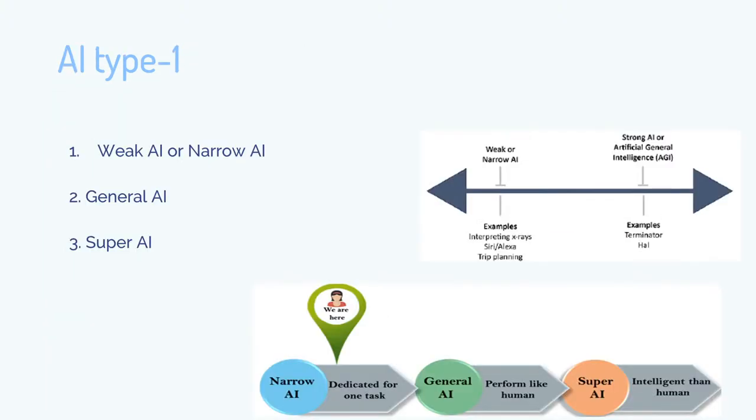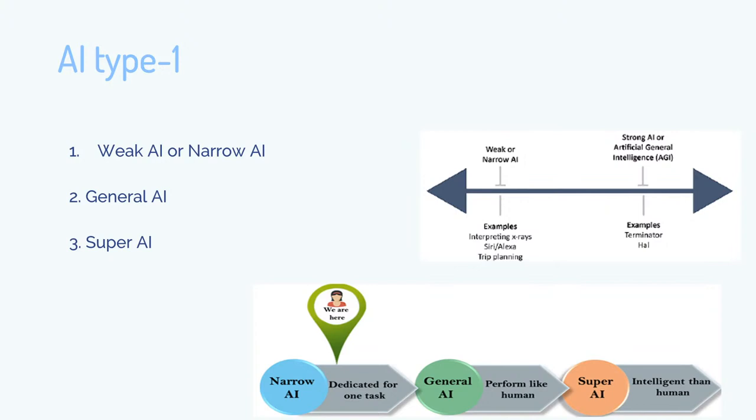Here we have narrow AI, and right now we are here only. Narrow AI is dedicated to one task. For example, you can take our chatbot. We give some task to that narrow AI, then it gives a reply based on the task.